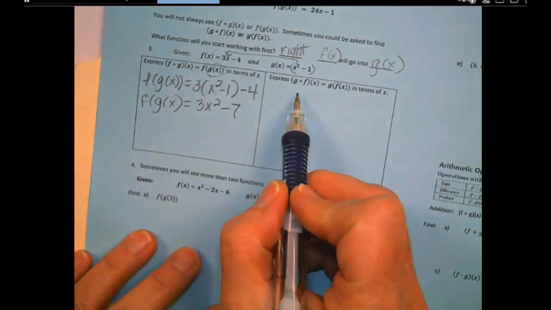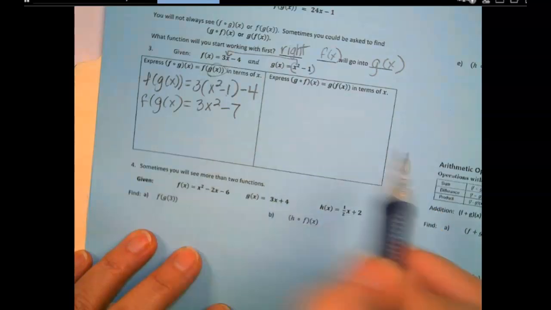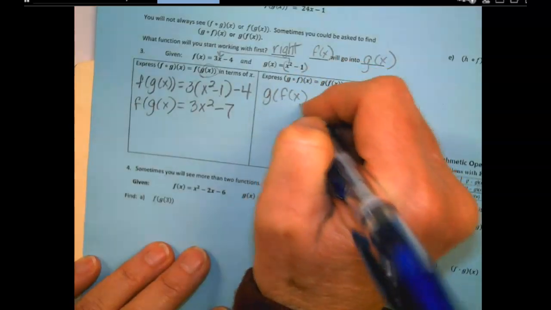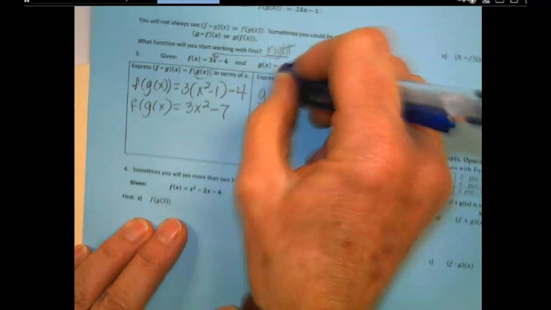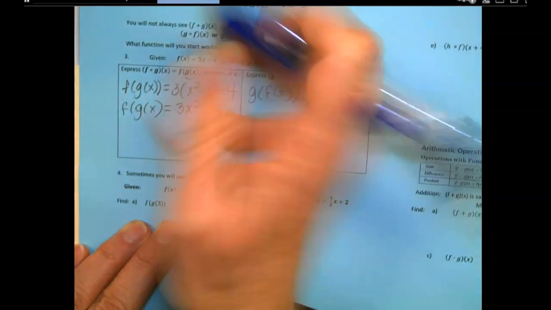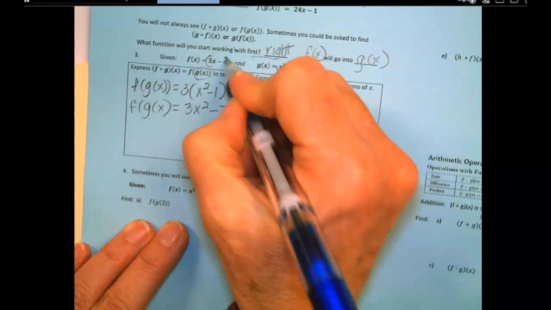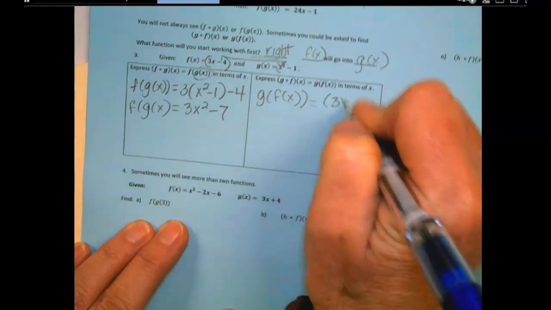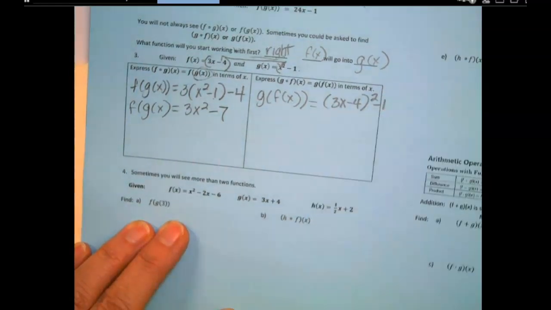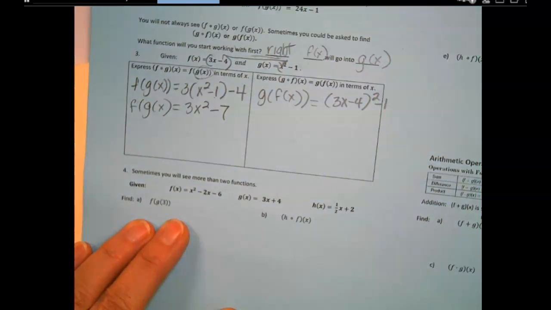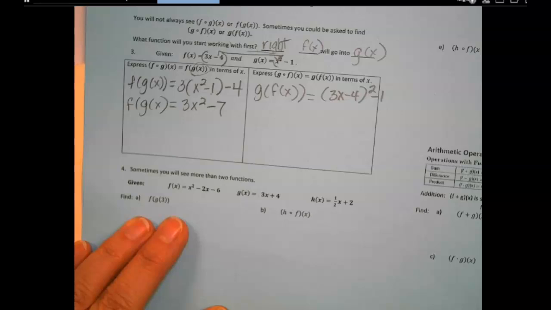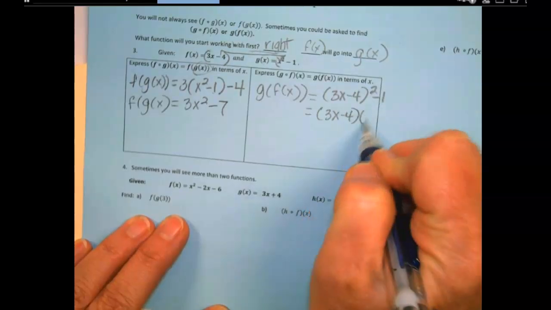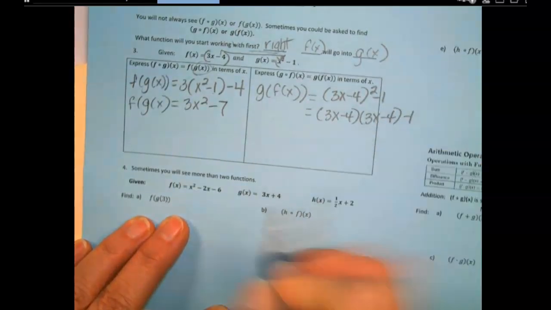So what do you think? On the next one, it says g of f of x. Am I getting the same answers? So let's see. G of f of x means I'm going to take my f, and I have to substitute the f in for x. So that's going to give me 3x minus 4 squared minus 1. And so that gives me 3x minus 4 times 3x minus 4 minus 1.